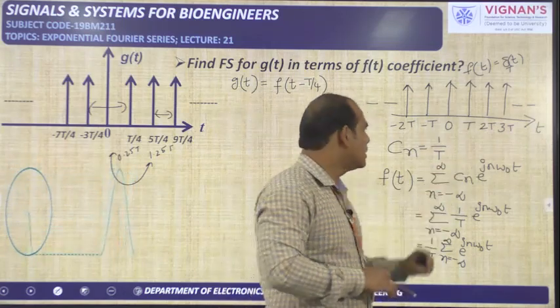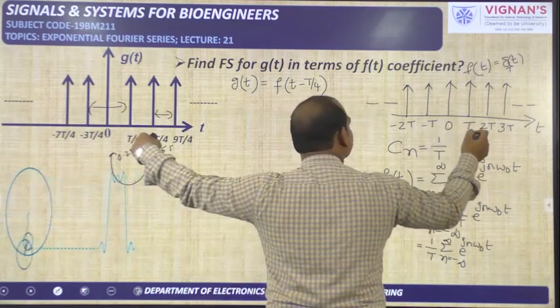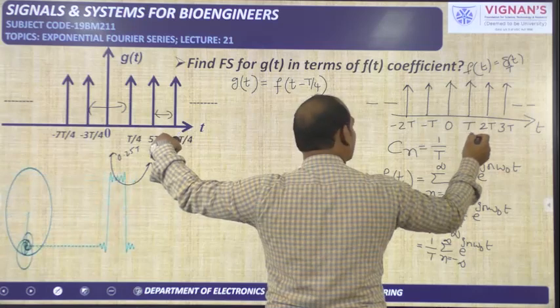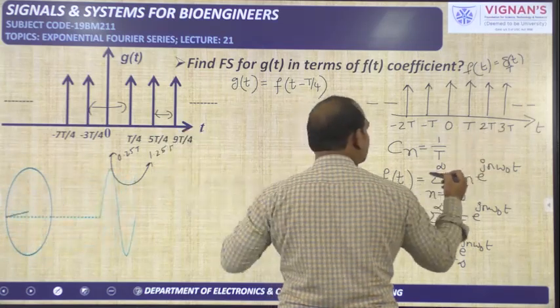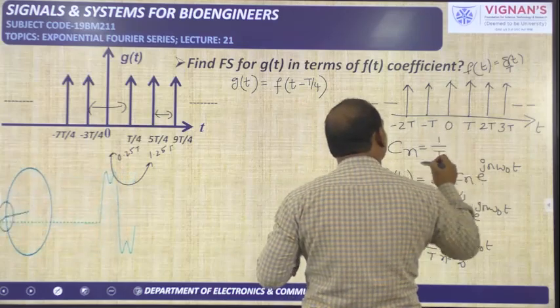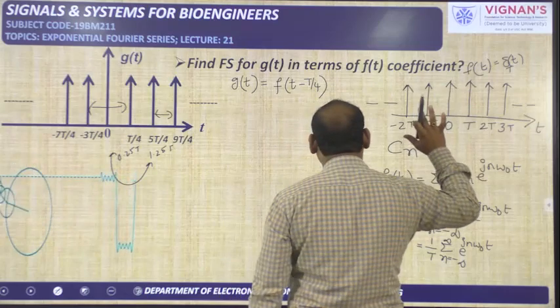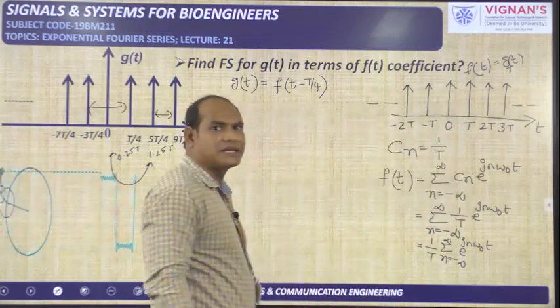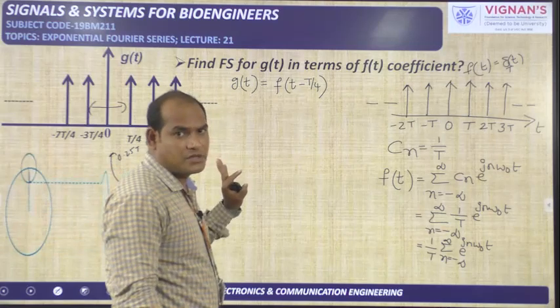So 0 plus T by 4 is T by 4, T plus T by 4 is 5T by 4, 2T plus T by 4 is 9T by 4, minus T plus T by 4 is minus 3T by 4. Like that, all these impulses are shifted to the right side by capital T by 4, then we got this one, that is g of t.